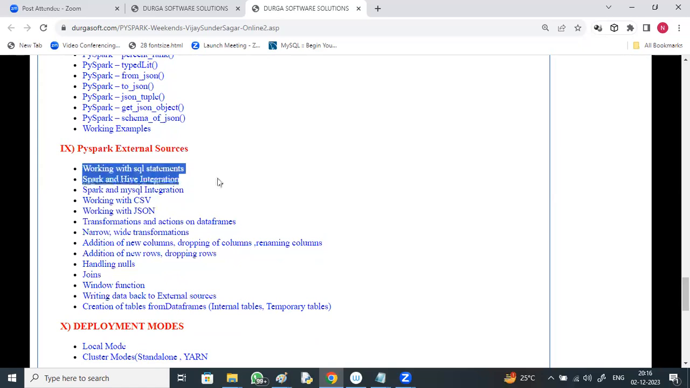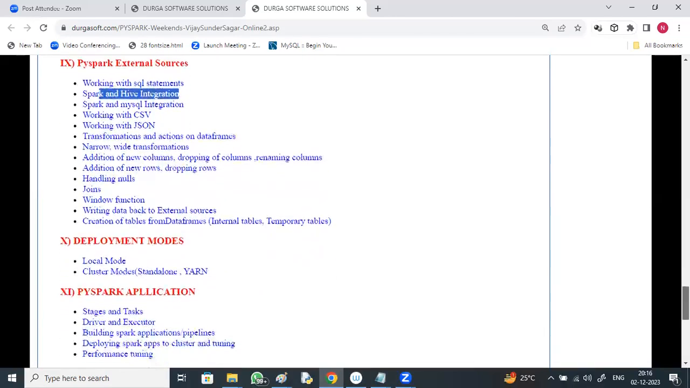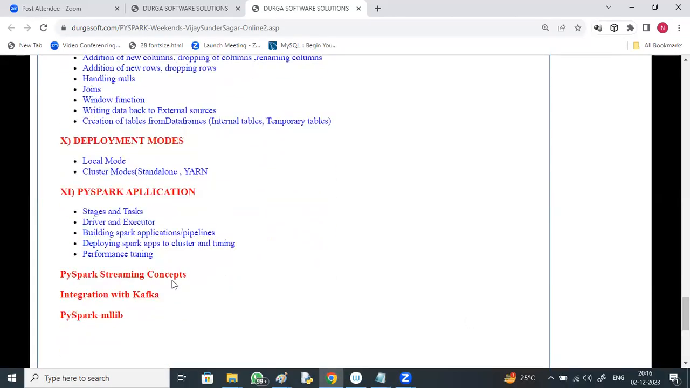Working with SQL statements, Spark and PySpark and Hive integration and MySQL integration, working with CSV, JSON transformations. And deployment modes, local mode, cluster mode, PySpark applications, stages, tasks, drivers, executors, deploying Spark applications to cluster and performance tuning, PySpark streaming concepts, integration with Kafka and PySpark MLlib.